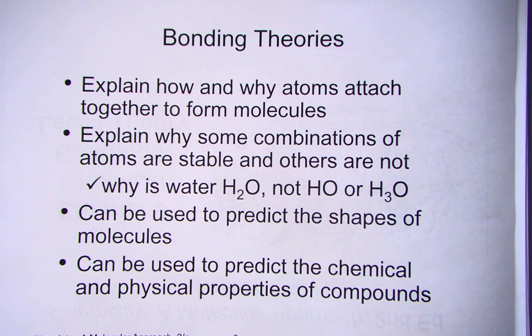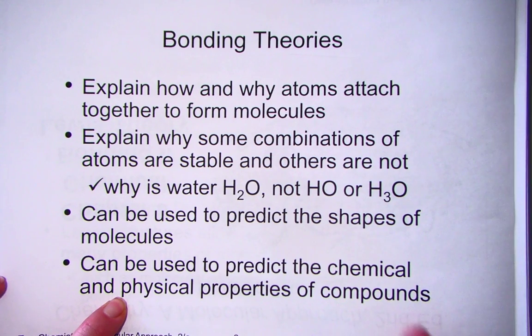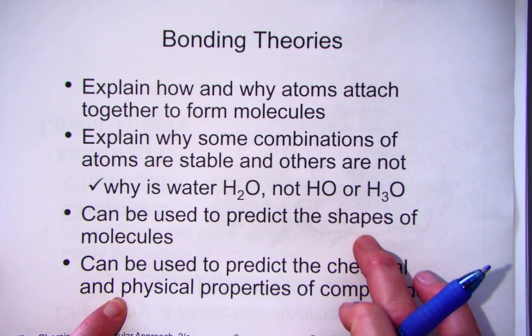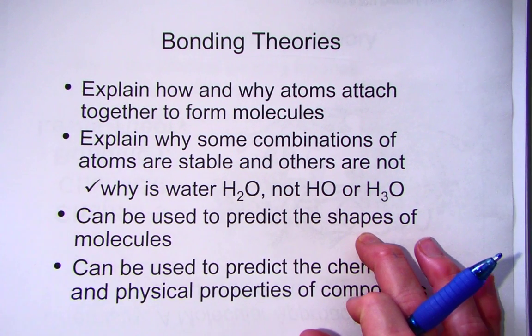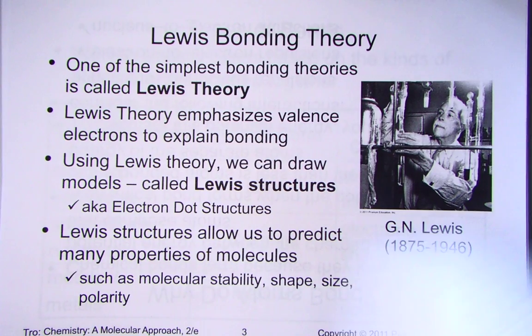We then use the way that they bond to help predict the shapes of those molecules, and the shapes of the molecules give us so much insight into the chemical and physical properties of those molecules. So those chemical and physical properties of compounds can be directly determined from the shape of the molecule once we bond the atoms back together. The Lewis bonding theory is really one of the simplest theories to help explain why atoms bond the way they do.